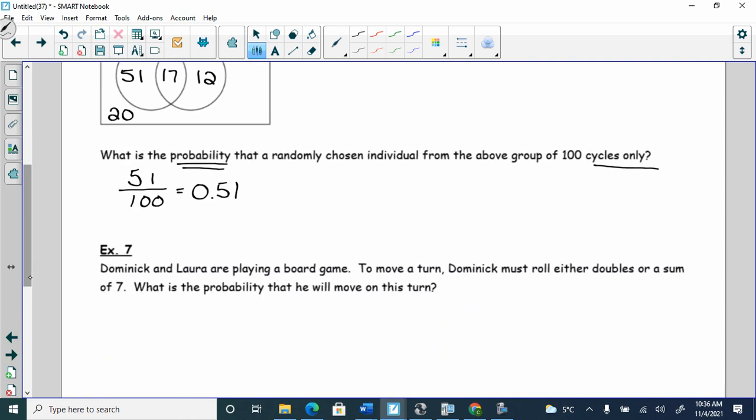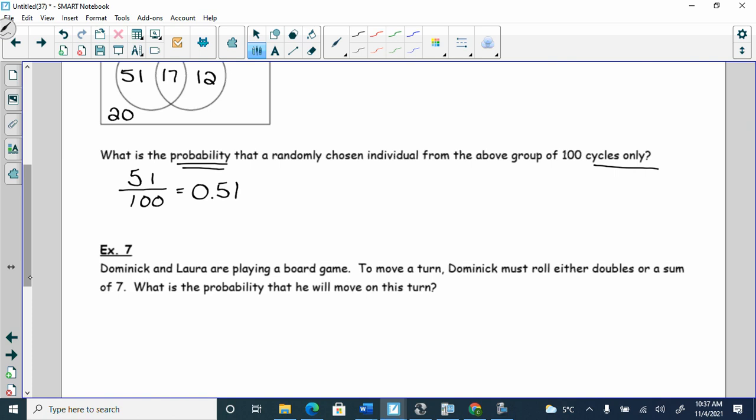Dominic and Laura are playing a board game. To move a turn, Dominic must roll either doubles or a sum of 7. So this is one event happening, correct? They're taking the 2 dice and rolling them. If you do 1 dice and then another dice, that's 2 events happening. Take both dice, roll them at once, 1 event. Take 1 card out, is it this or this? Then you know if it's mutually exclusive or not. When it's 1 event, it has to be 1 event. We'll talk about that tomorrow too.